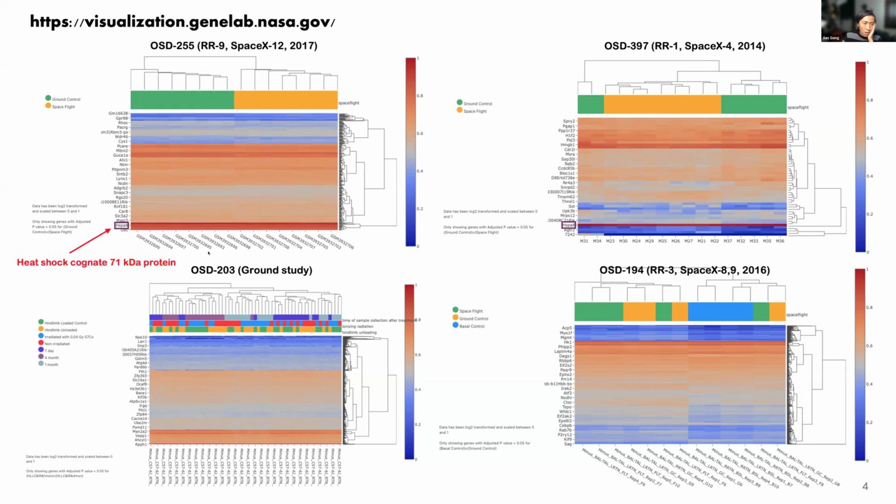So for example, I found one common gene that is highly expressed and also different between space flight and ground control, and this is a heat shock gene, a protein. So in the end, we are challenged with our ability to interpret this kind of data set and thinking through how to do this.